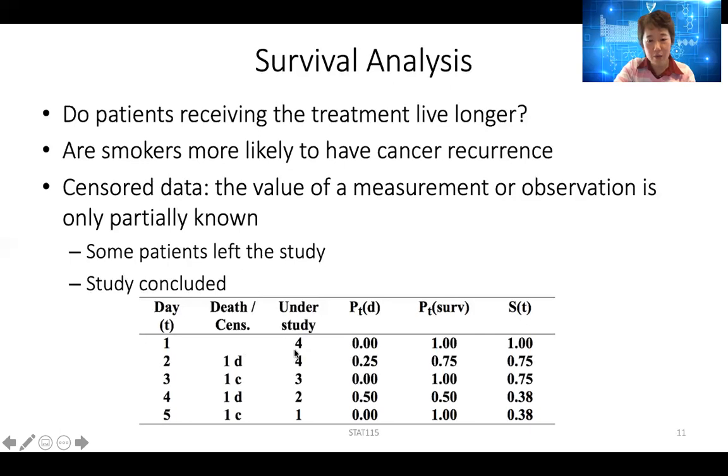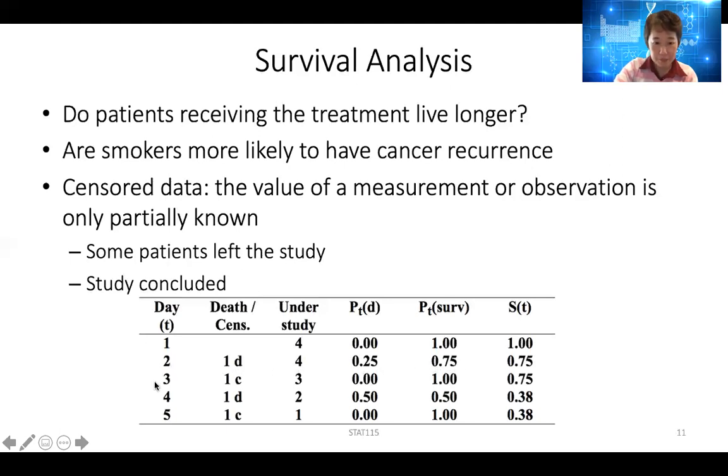So initially, you might have 4 people under study, and usually in these studies, you have a time interval, right? You look at every week or every day or every year, and you ask, okay, say at this second day, 1 patient died, you still have 4 patients in here, right? So the probability of death is 25%. The probability of survival is 75%.